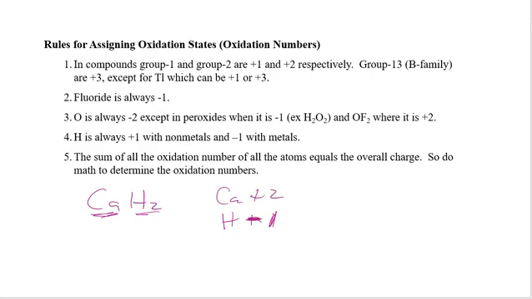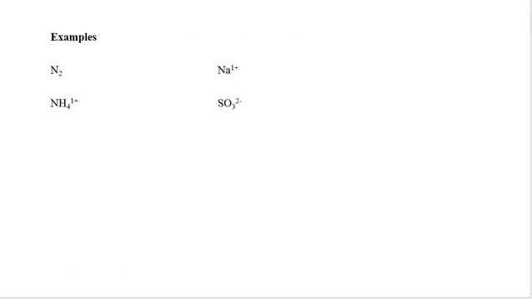So if you look at that, you've got calcium as a +2, and 2 hydrogens at -1. If you do the math on that, +2 plus 2 times -1, you end up with a total of 0. And lo and behold, that's the charge up there. They're 0. The individual ones always add up to the overall charge. So let's look at some better examples of this kind of stuff.